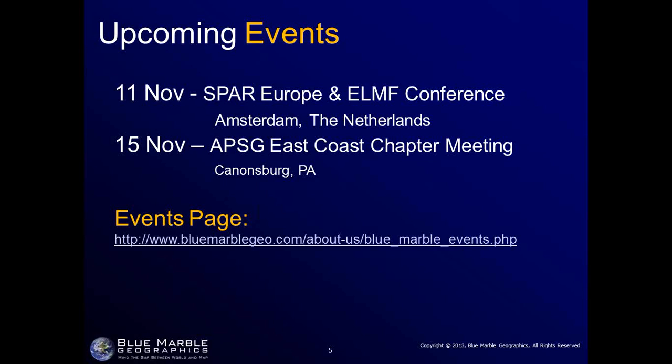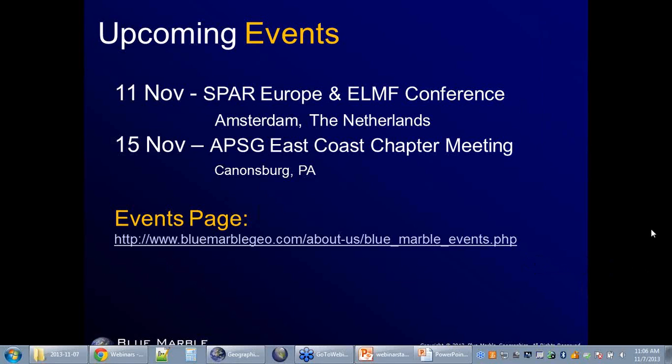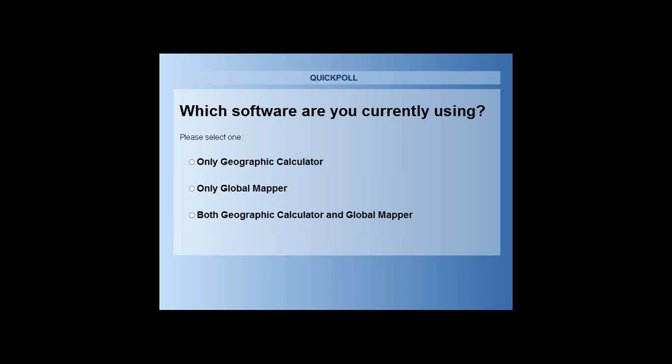So we're going to get started now, and what we're going to do is start off with a poll just to see who's with us today. In just a moment, you're going to see a poll coming up on screen asking you which versions of our software you are currently using. If you wouldn't mind clicking on screen there, the options are that you are only a Geographic Calculator user, only a Global Mapper user, or currently a user of both software.